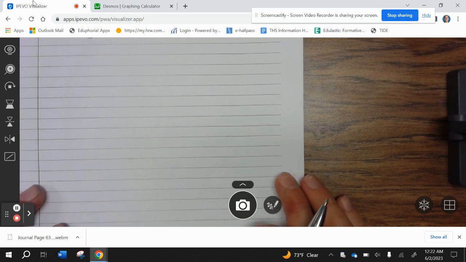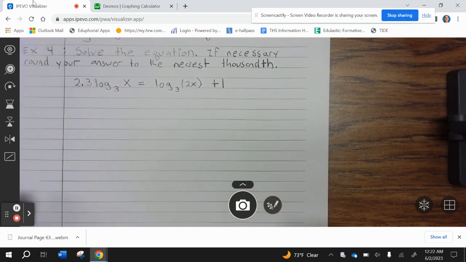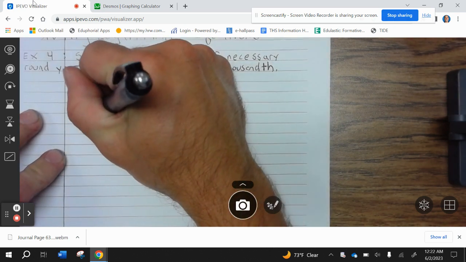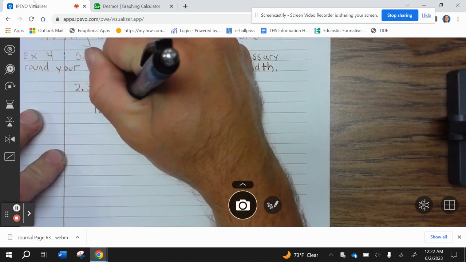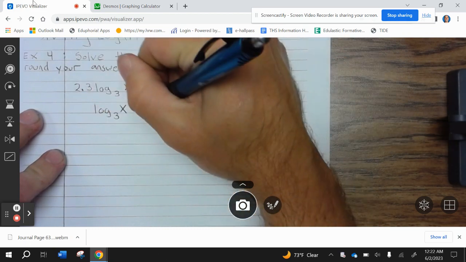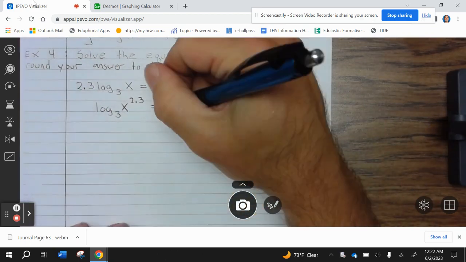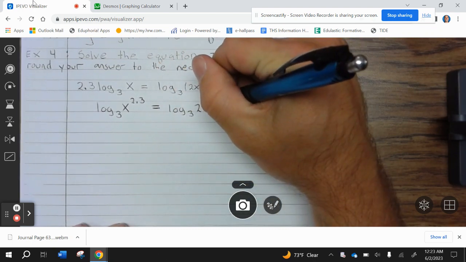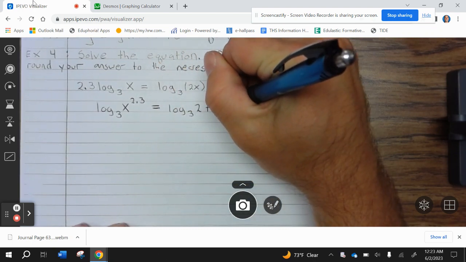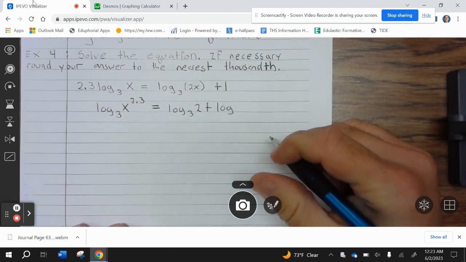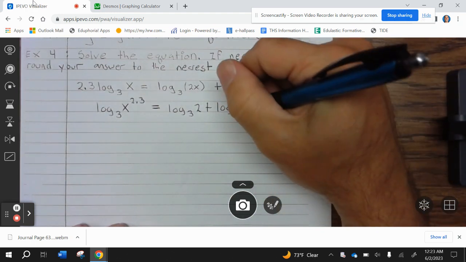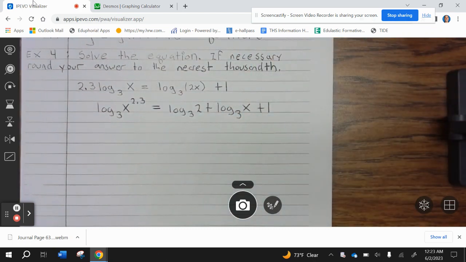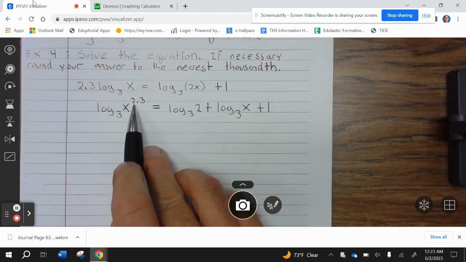All right, let's take a look at example 4. Okay, now let's go ahead and move the 2.3 up there, so it's log base 3 of x to the 2.3 equals, this becomes log base 3 of 2 plus log base 3 of x plus 1.